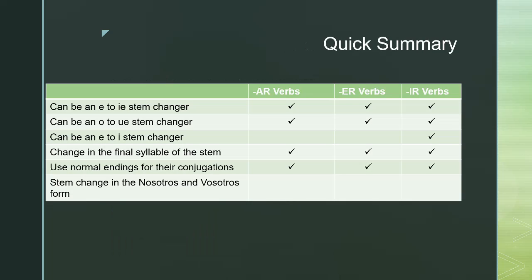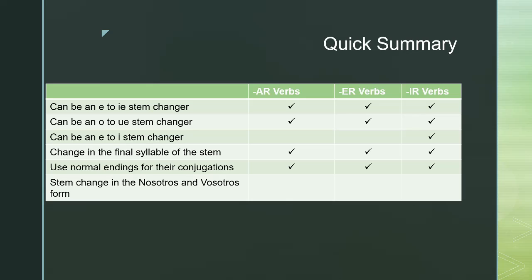So I made this chart just to kind of say, oh, look, verbs that can be an E to IE stem changer, that would be AR verbs, ER verbs, and IR verbs. Verbs that can be an O to UE stem changer, that again would be AR verbs, ER verbs, IR verbs. Verbs that can be an E to I stem changer, only IR verbs. Verbs that change in the final syllable of the stem, all of them. Verbs that use the normal endings for their conjugations, that would be all of them. And then this was just sort of my tongue-in-cheek thing here. So we have the stem change. Which verbs can stem change in the nosotros and the vosotros form? And you'll notice that none of them are checked. You can never stem change in the nosotros and vosotros form.